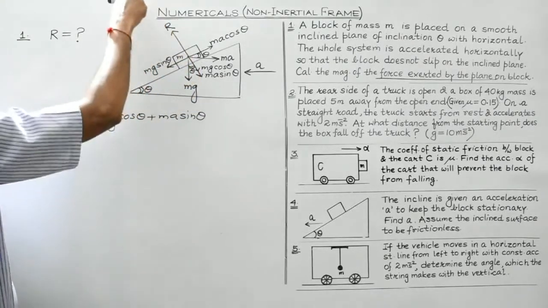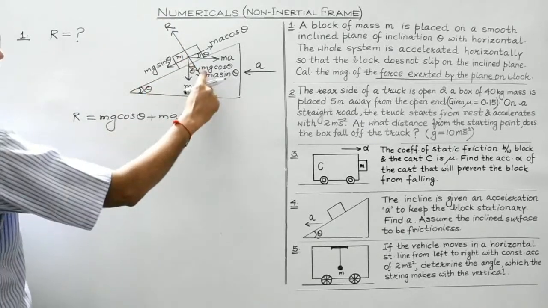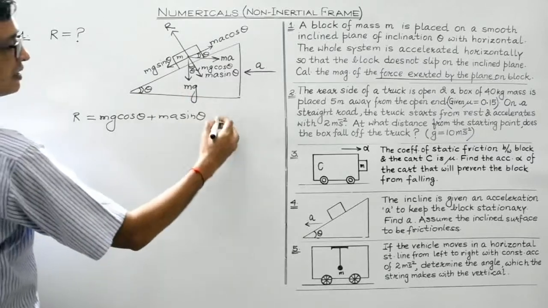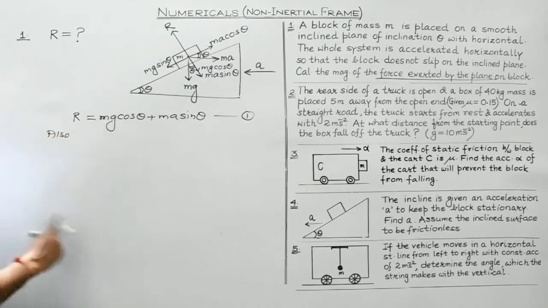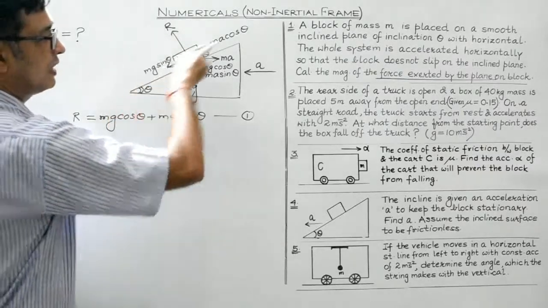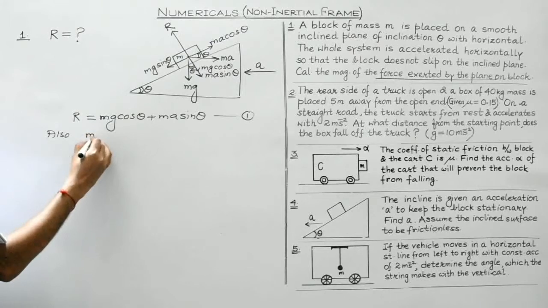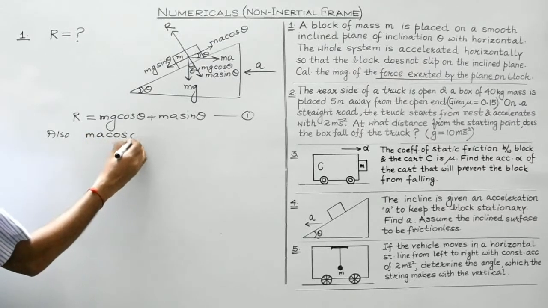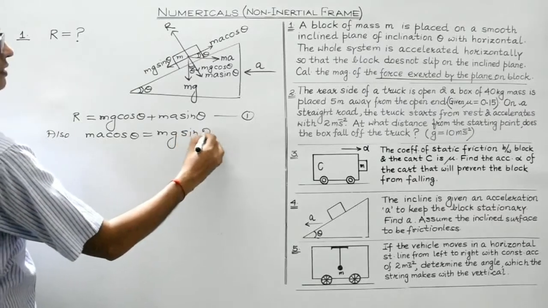So the force R along this direction must be balanced by the net force acting in the direction opposite to R, which is mg cos theta plus ma sin theta. Put this as equation 1. Also, mg sin theta must be exactly balanced by ma cos theta, right? Also, ma cos theta must be equal to mg sin theta.